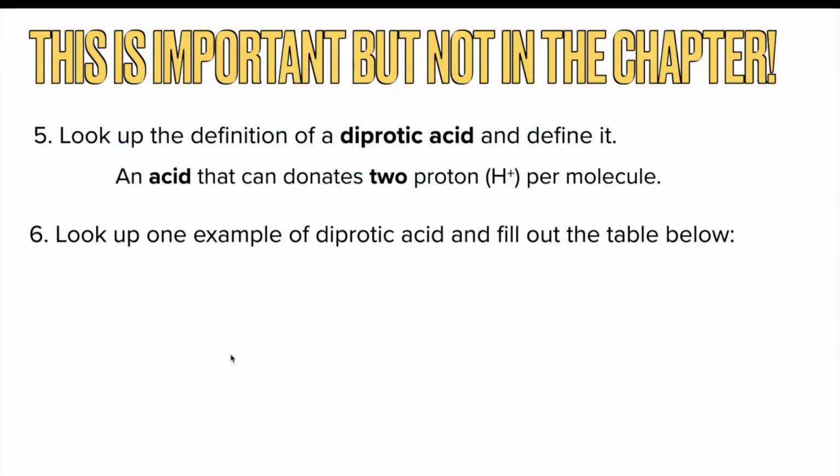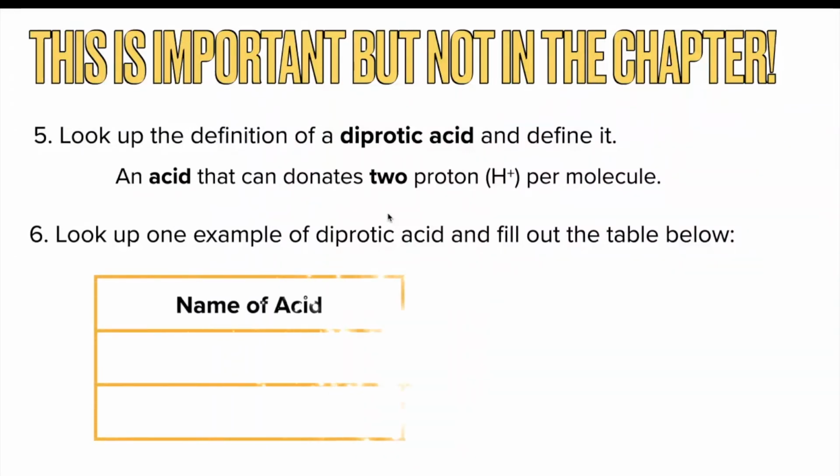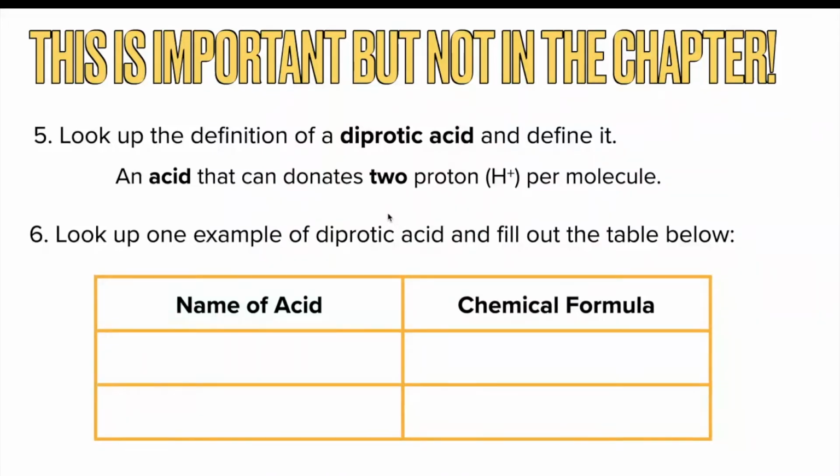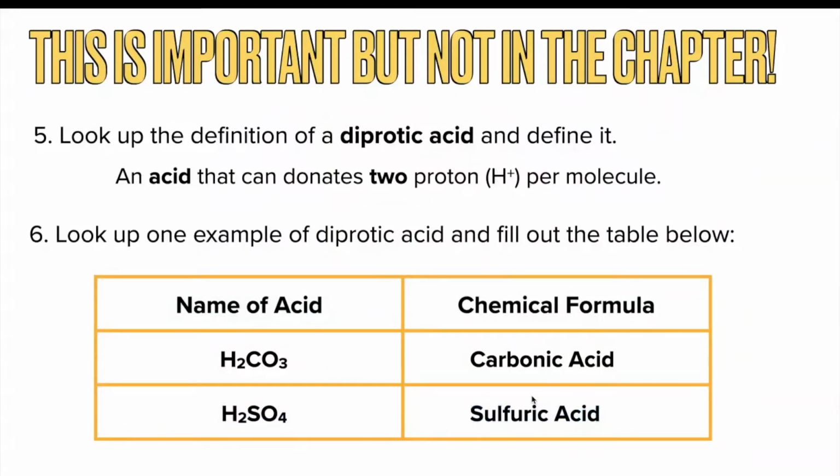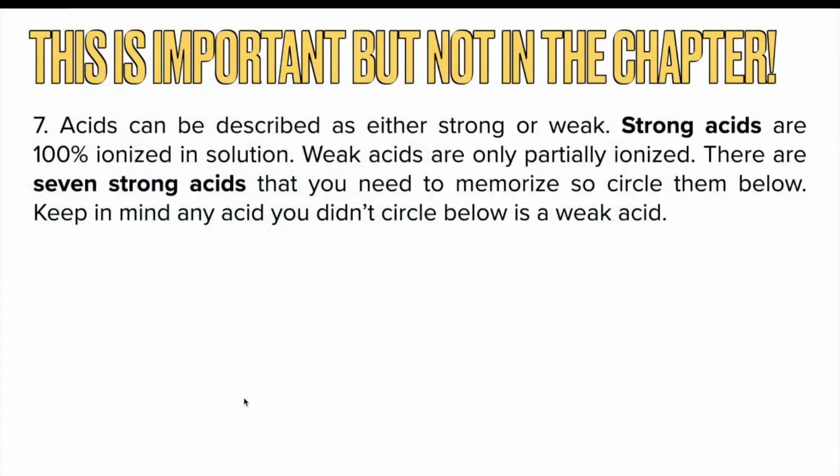What about a diprotic acid? So mono means 1, di means 2. That's an acid that can donate 2 protons per molecule of acid. And so it said to find 1 example. I'm just going to give you 2. Carbonic acid, which you find in soft drinks and sodas, and sulfuric acid, which sometimes happens in acid rain. But notice that you have 2 H's here. That's diprotic. Now, acids can be described as either strong or weak.